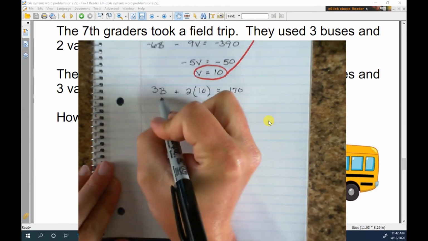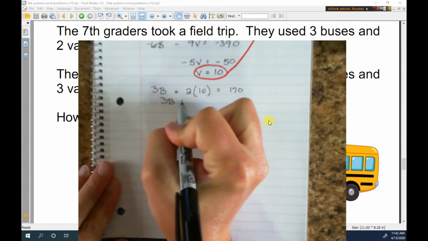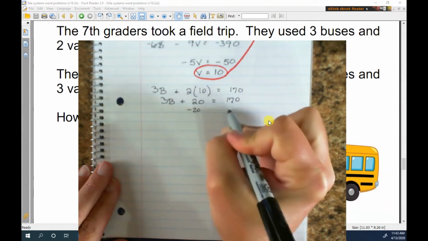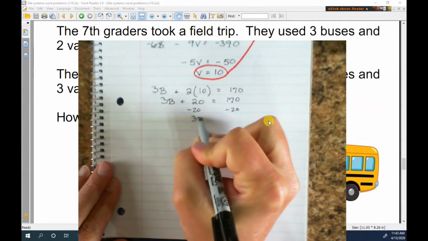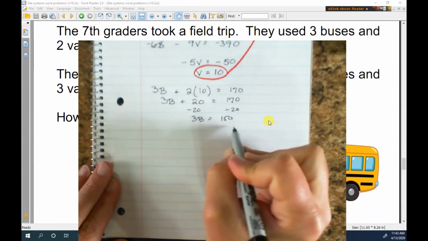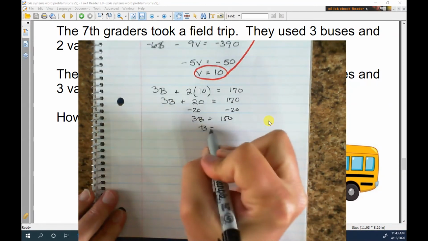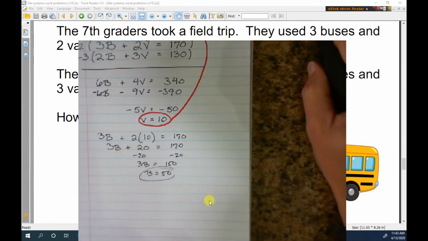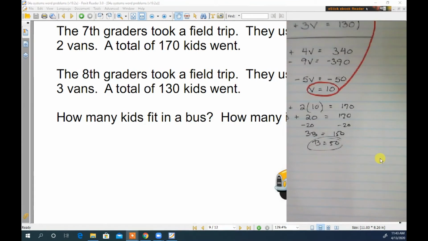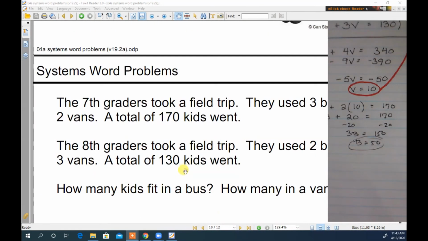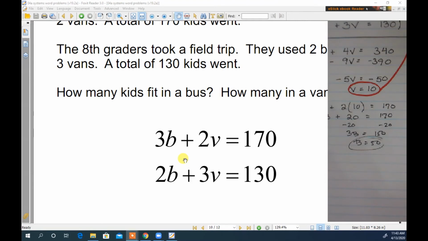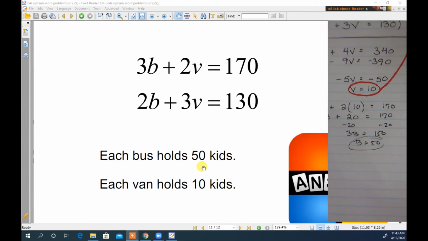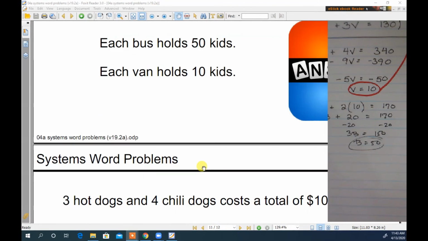So it gives me 3b plus 20 equals 170. So 3b equals 150, so b equals 50. So there are 50 kids in buses. So we have 10 kids in vans and 50 kids in buses. There are the 2 equations I built for it. 50 kids in buses and 10 kids in vans. All right.